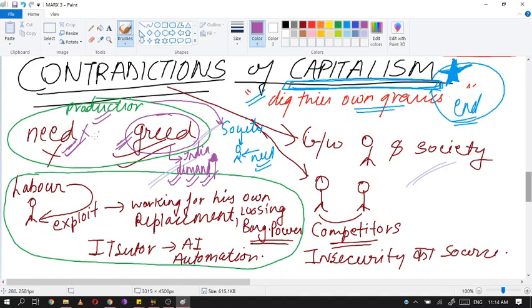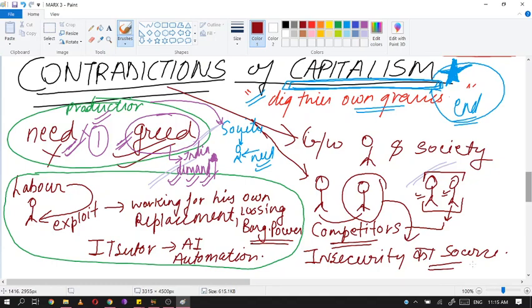Second contradiction is that capitalism makes coexistence very superficial. You will be with a person and you will not see him as a person or a human being. You will see him as a competitor. Another fellow human being is just an insecurity source for you. Nothing else. He can take my job.